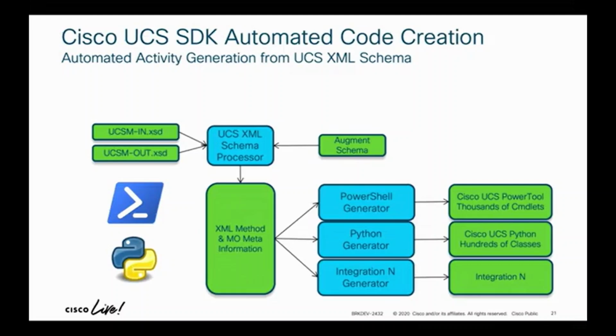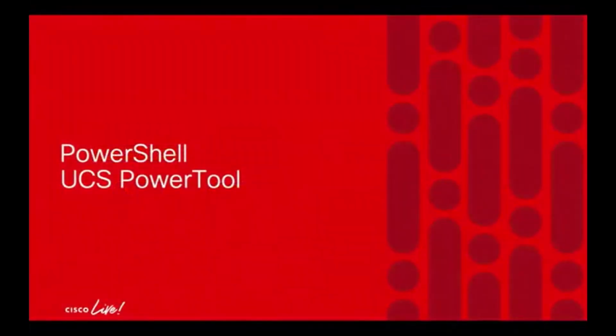You can also generate code with UCS Power Tool and the Python SDK. But the point is that both of these libraries are generated code for the most part, and there's a few commandlets and there's a few utilities with Python that are hand-coded or engineered because they have special functionality. And we'll get to that in just a moment.